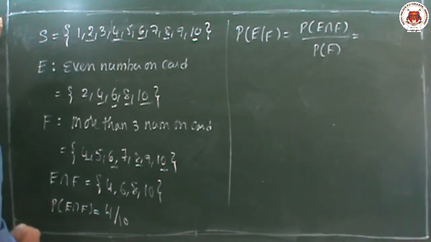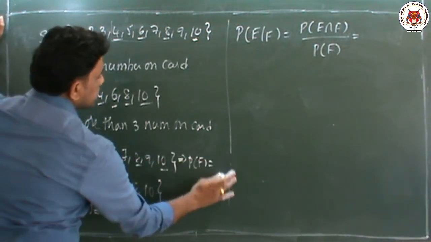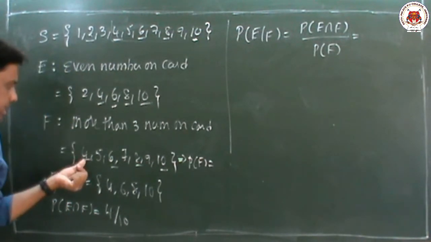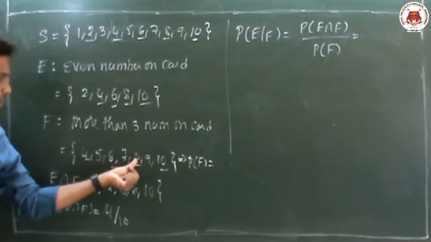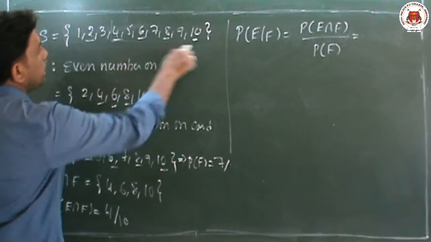Next one is P of F. Here we will find P of F. P of F means the number of elements in F. So in F, how many elements are there? 1, 2, 3, 4, 5, 6, 7 elements are there. So 7 out of a total of 10.